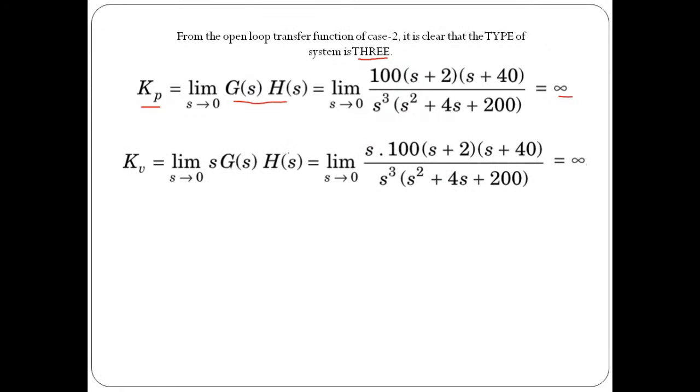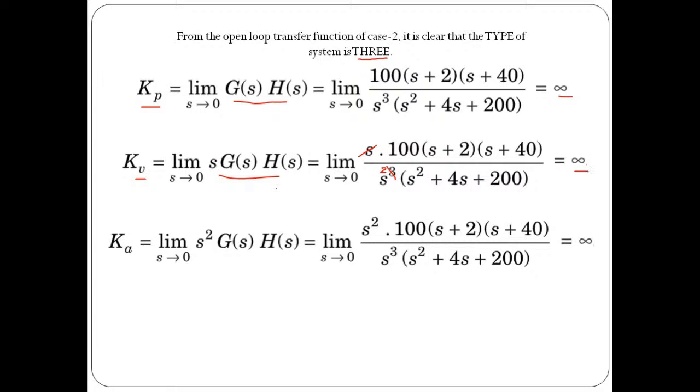In the same way, if you try to calculate the value of Kv, it is the limit s tends to 0, s into G of s into H of s. So this s, and here we have s square in the denominator. And the moment you solve this for s tends to 0, you will get again infinite.